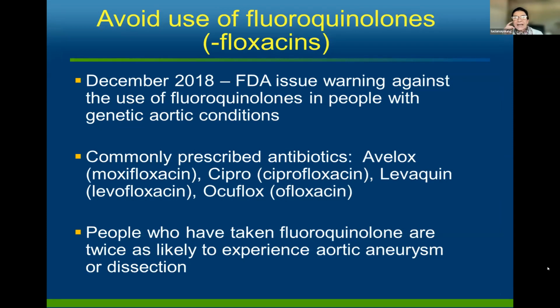So one of the things that came out a few years ago from the FDA was that the use of fluoroquinolones, or those antibiotics that end in floxacin, was shown to increase the likelihood of experiencing aortic aneurysm growth or dissection in individuals that had genetic aortic conditions. These are commonly prescribed antibiotics, typically for skin infections, sometimes urinary tract infections. Avalox, you can see here, moxifloxacin, ciprofloxacin, levofloxacin, and ofloxacin. The common tying factor here is floxacin.